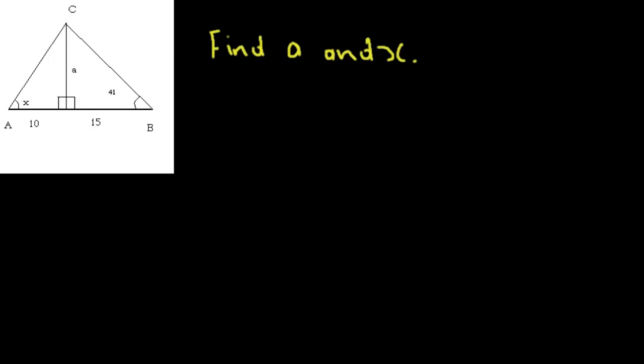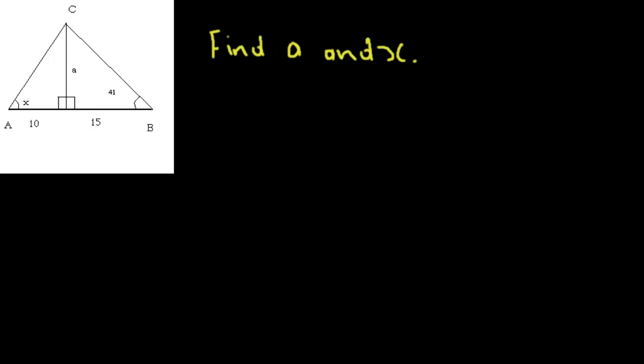The height there is A, and 41 degrees is the angle there. The base of that right angle triangle on the right hand side is 15. So what do we know about this triangle now? We know the adjacent. Do we know the hypotenuse? No, we do not. We know the adjacent, which is 15, and we are being asked to find the opposite.